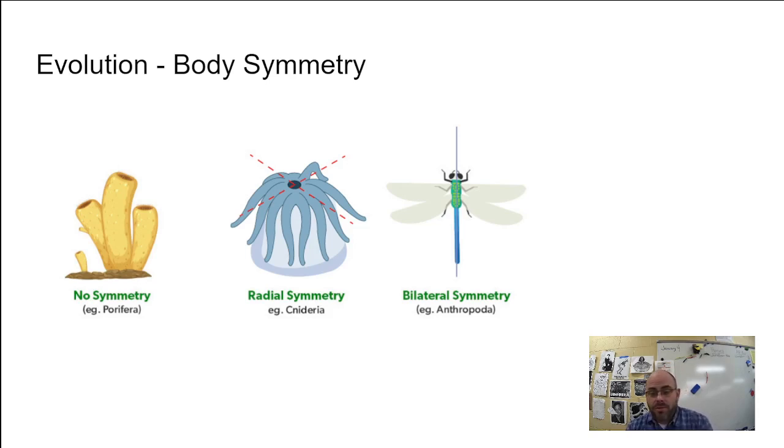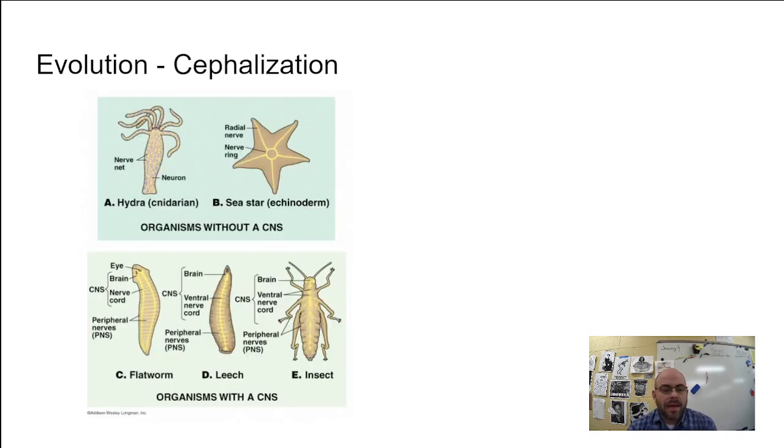And then bilateral symmetry, this is going to be the most complex form. A single line of symmetry, bilateral means 2 sides. And so when you have one line of symmetry, you have 2 sides going down the middle. This is going to allow for specialization, segmentation, some other things we're going to talk about later, but not today.